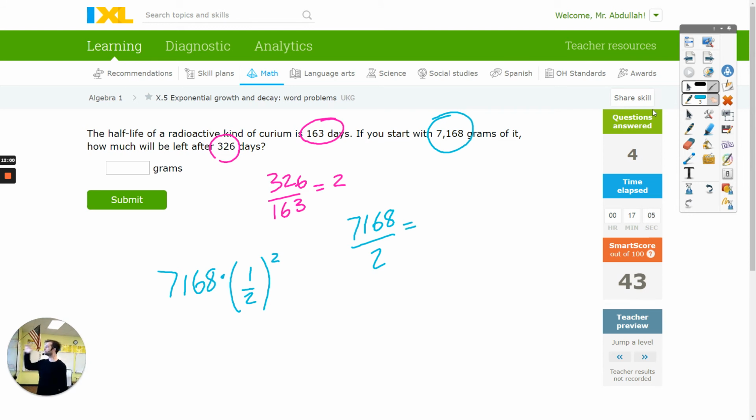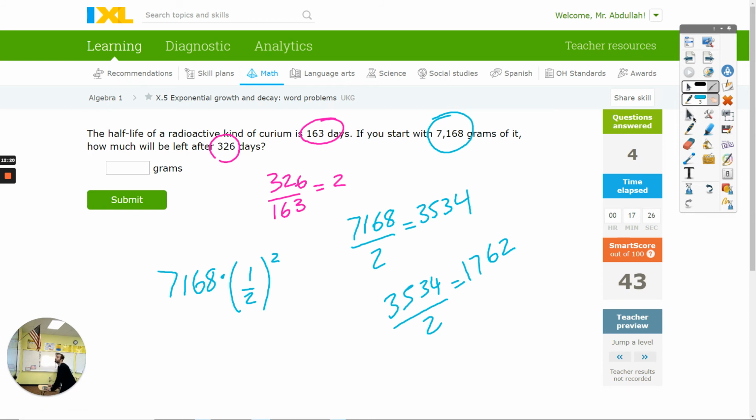So divide that by 3, 5, 3, 4, and then divide that number by 2. I'm not sure if I did that right. I'll just use a calculator and see if it was right.